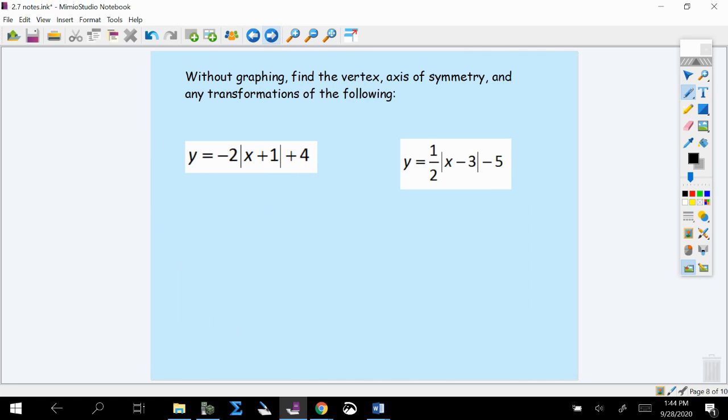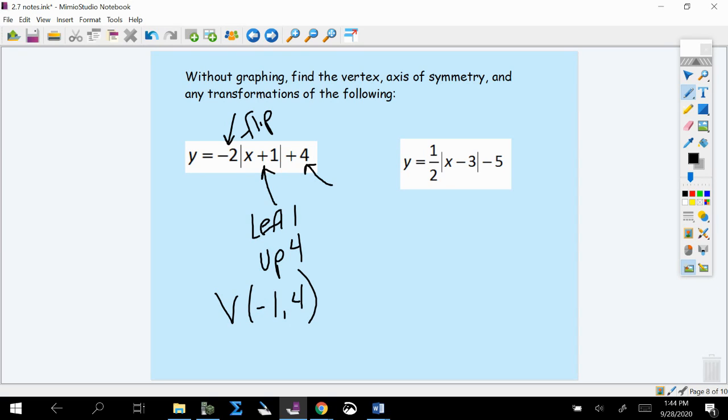So here's one, same thing. We're not going to graph this, but we're going to do the same thing with listing things. So this one, because of this x plus 1, is going to go left 1 space. Because of this plus 4, it's going to go up 4. And this is going to flip it upside down. It's also going to make it narrow because it has a slope of 2. So for this, we're going to write down our vertex is at (-1, 4), because it goes to the left 1 and up 4. My axis would be at x equals -1.